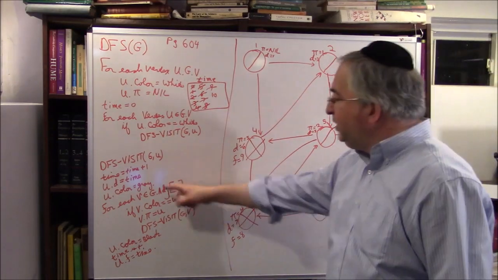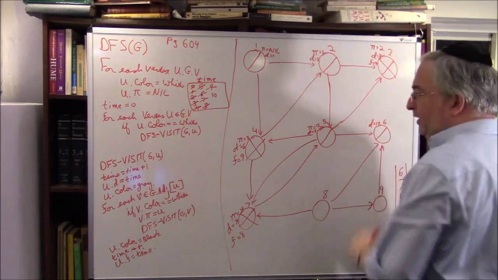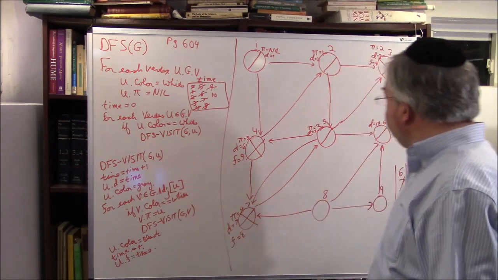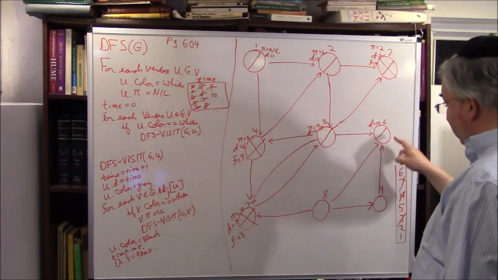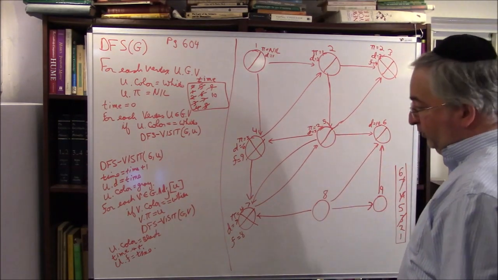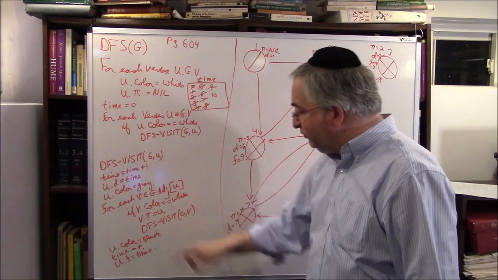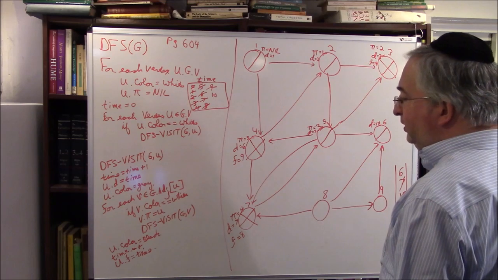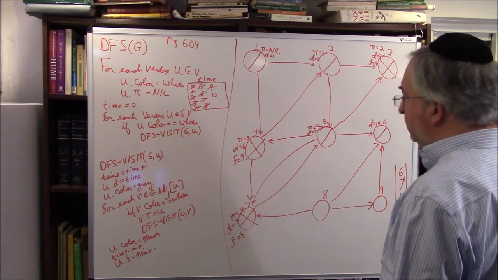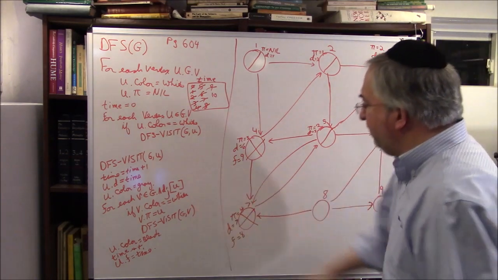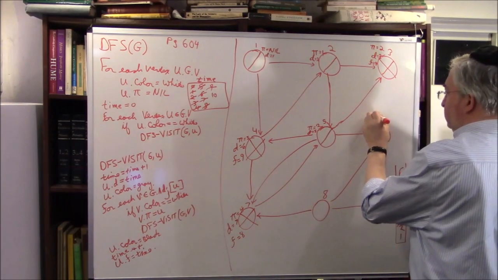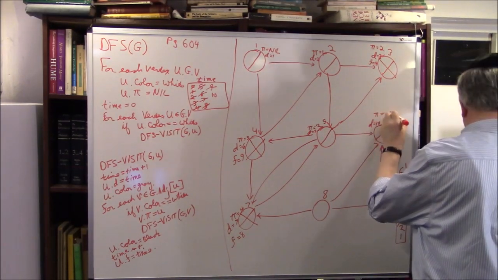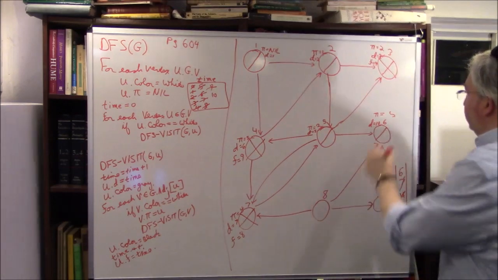We color it gray. Now we visit the children of 6. 6 has no children. There's something wrong here. When I visited 6, I didn't put down the parent. The parent is 5. Okay, so that works out.